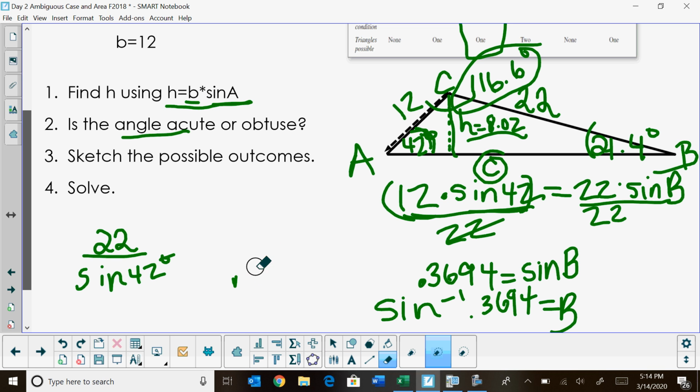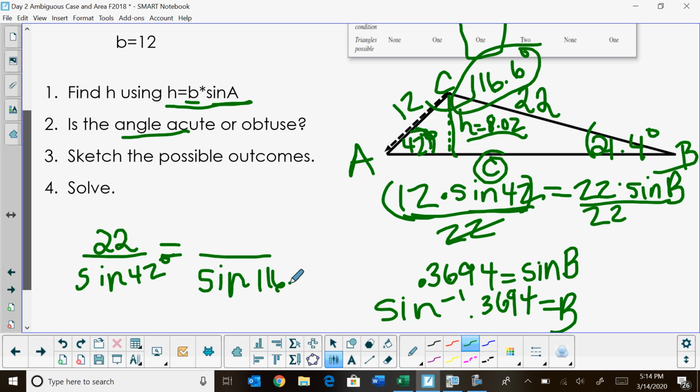I'm going to set up my ratio for law of sines. 22 is A. Sine of the angle A is 42. I now know C is 116.6, so I'm going to take sine of 116.6 degrees and solve for side C. So let's do a cross multiplying. This time it's 22 times sine of 116.6.